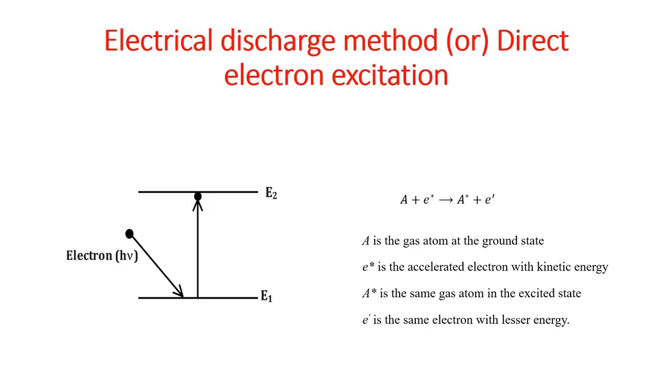The energy transfer is represented by the equation A plus E star, which gives A star plus E prime. A is the gas atom at the ground state. E star is the accelerated electron with kinetic energy. A star is the same gas atom in the excited state, whereas E prime is the same electron with lesser energy. Electrical pumping is used in almost all the gaseous lasers, as optical pumping is not efficient for gas lasers.